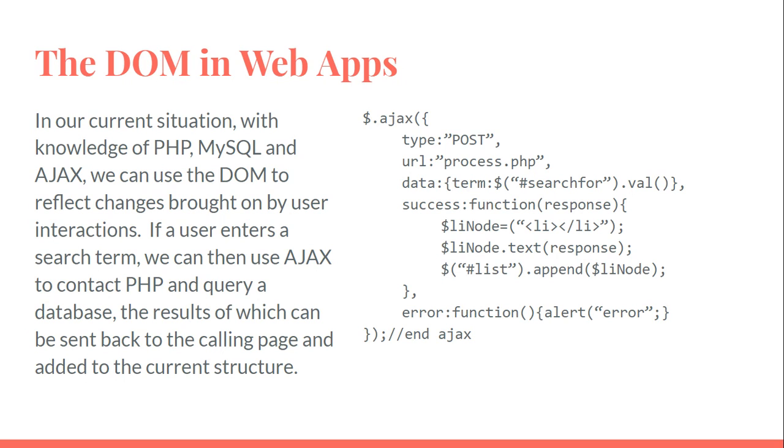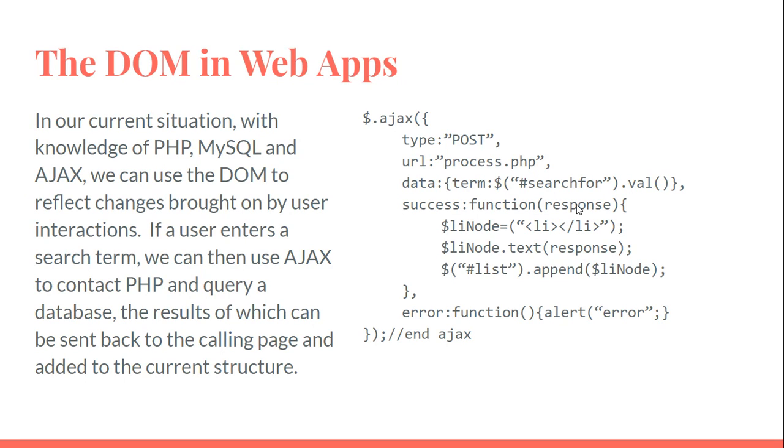Since we know PHP and MySQL and Ajax, we can now use all of that in combination with the DOM to change our page on the fly. So this is an example. We have a search bar inside of our web page, and we have the person enter something in there. They click the search button, and then that click function calls this Ajax function. We're going to send over the search for, and we're going to get a response because in that PHP that's being called by the Ajax, we're going to query a database and information is going to come back to us. And let's just say that they found one thing.